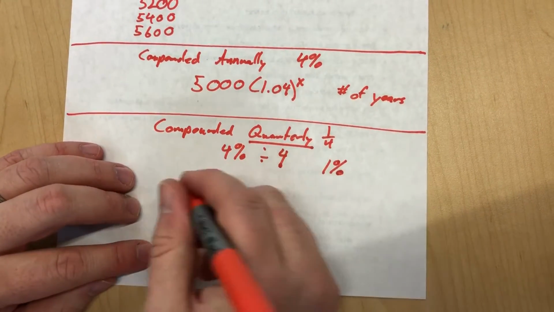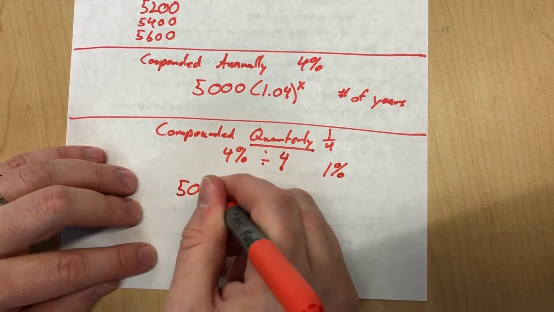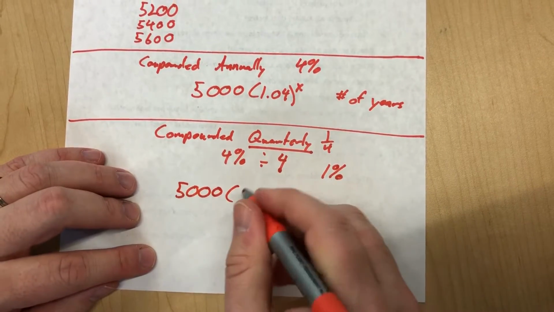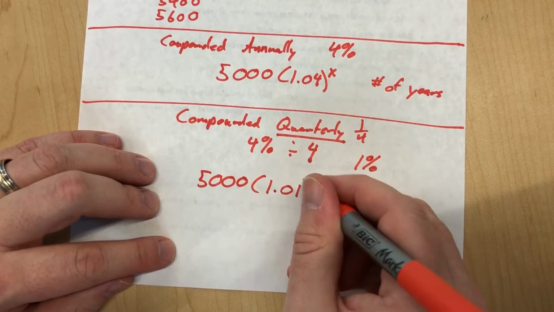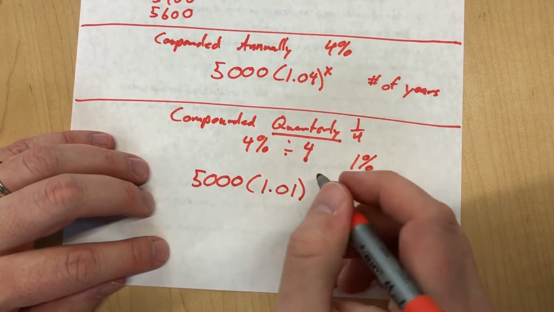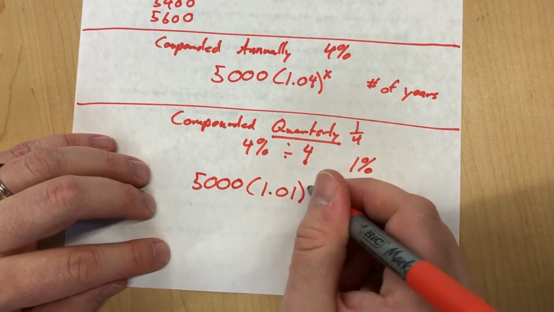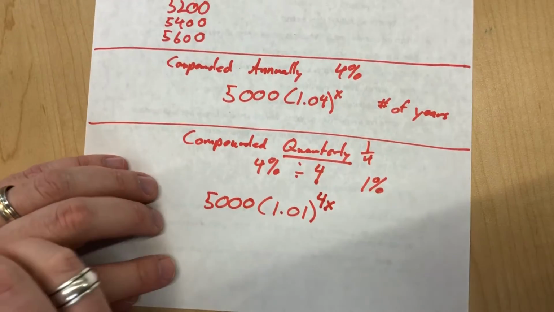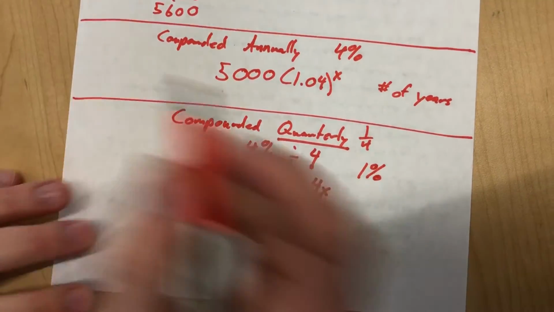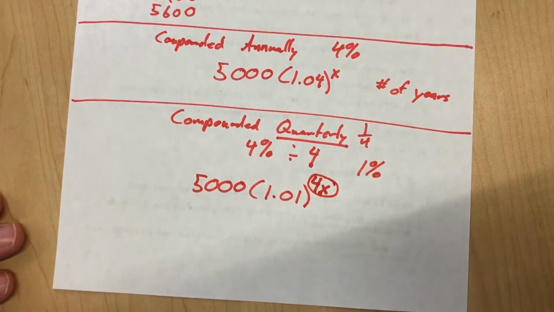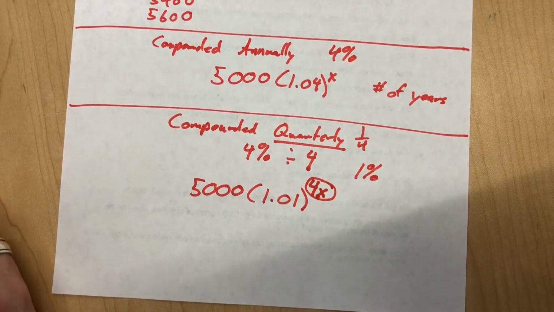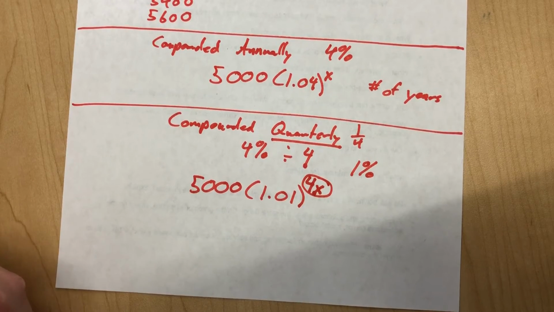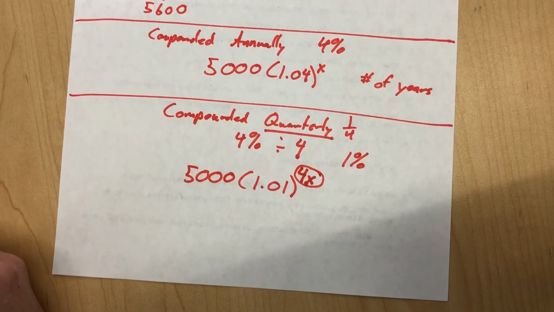So what's going to happen here is I take my $5,000 that I'm investing, I'm going to put that at 1.01, and I'm going to raise it to my number of years still, which is x, but I'm gonna multiply that by 4 because it's gonna get compounded 4 times in that year because it gets compounded every quarter. This should guide you through the last question on today's and the only question that will be posted on Monday's assignment.